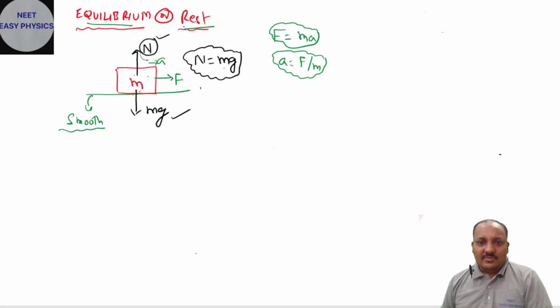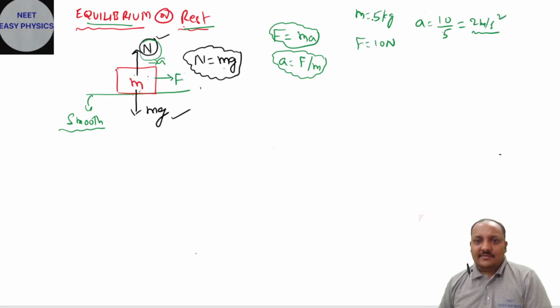Therefore, the object is at rest when different forces are acting. Let us assume the mass of the object is 5 kg. If we apply 10 newtons of force on the right side, what is the acceleration? 10 by 5, 2 meters per second square. Now, to keep the object at rest, on the left side you also have to apply an equal and opposite force, that is 10 newtons.